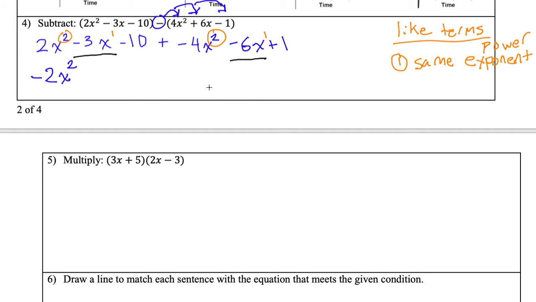Okay, so those are like terms because they have the same power of 1. Let's do -3 minus 6 and shout that out. It is -9, and then I just keep it the same, still x.